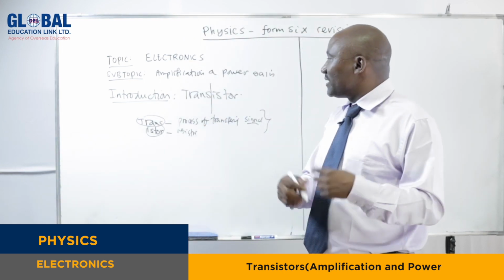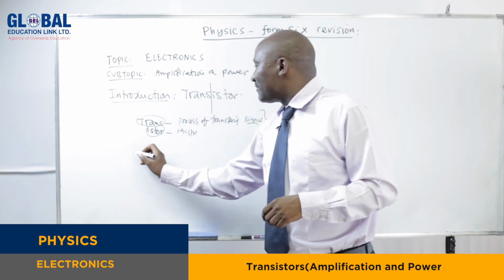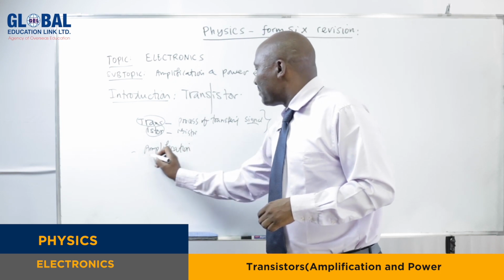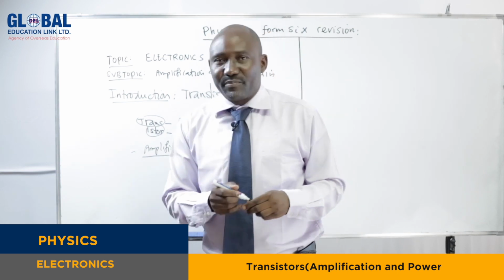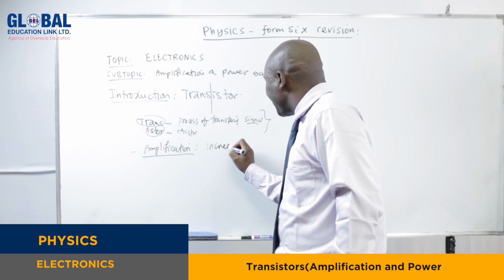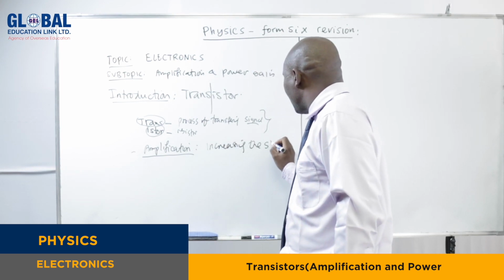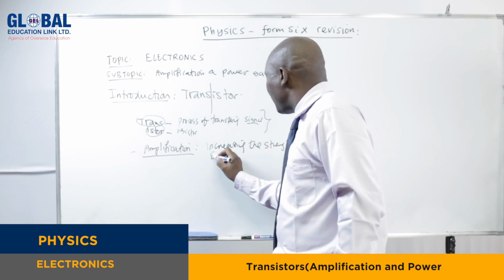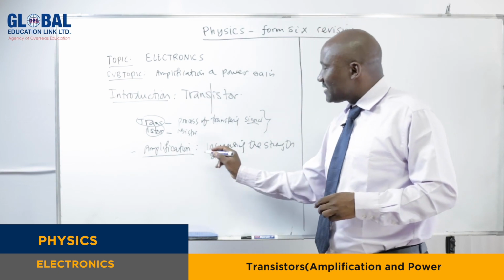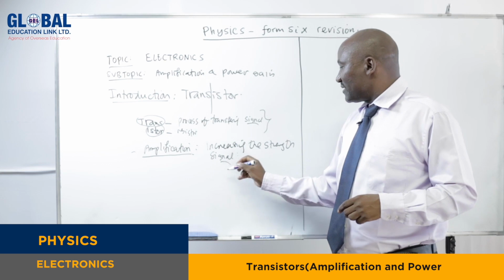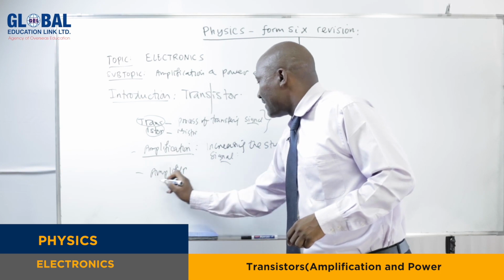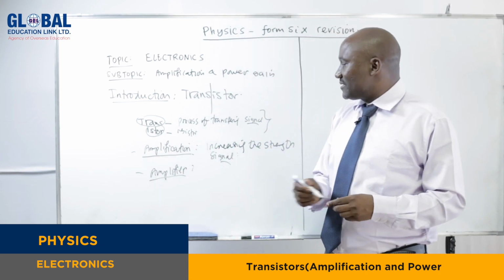But as we learned in class, the transistor is normally used for amplification. Amplification means the process of increasing the strength of the signal. This process is what we call amplification. The device that is normally used for this is given the name amplifier. So that's the main task of the transistor.